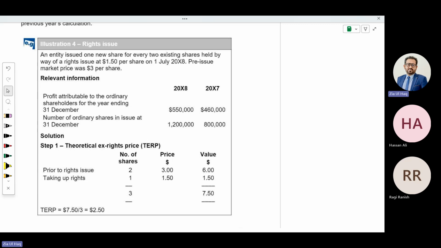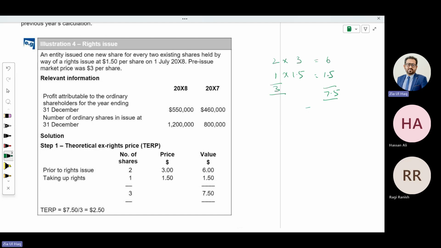The company is issuing what? One new share for every two held. This means that existing shareholders having two shares, at a market price of how much? 3, is equal to 6. Now the company is issuing one new share at a price of 1.5. So how many shares will there be in total? 3. And what is the value that will become? 7.5.